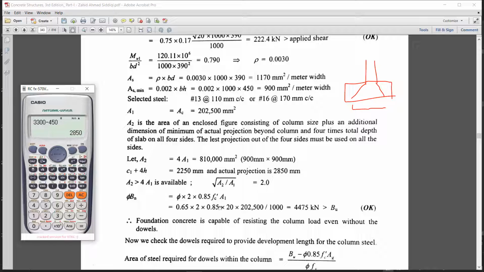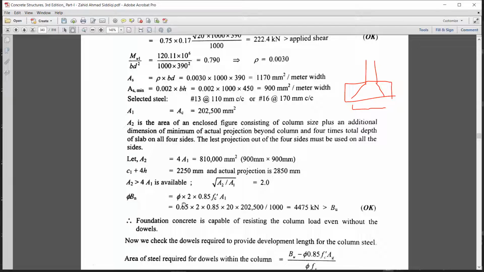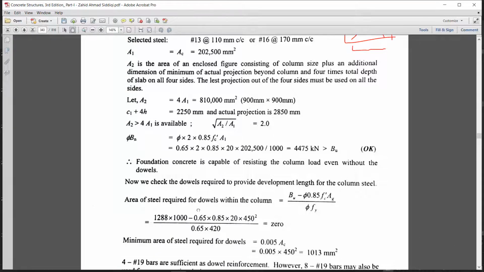So 0.85 fc prime into A1 divided by 1000. Our value is 4475 kilonewton, that is greater than PU, the applied factored axial load. So this foundation concrete capacity is greater than the applied load. So our foundation concrete is capable of resisting the column load even without the dowels, meaning there is no need of dowels. So let's take again the calculations.